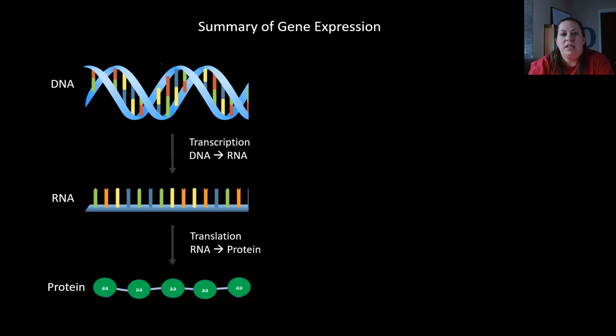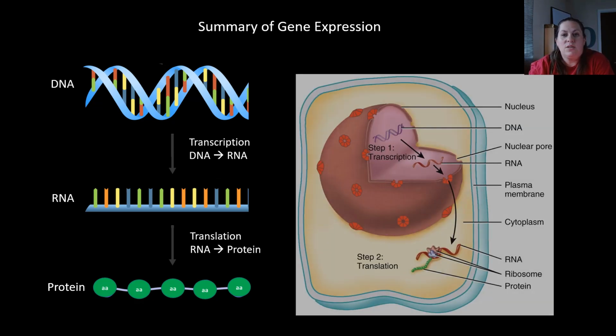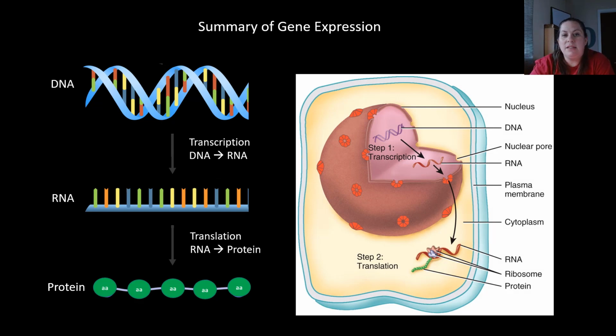So let's look at our summary of gene expression. We're going to start with DNA. DNA is going to get copied into RNA. This process is known as transcription, and transcription takes place inside of the nucleus. So DNA to RNA, transcription, it happens inside the nucleus. Now this RNA, because it is a single strand, can now leave the nucleus. When it leaves the nucleus, this RNA strand is going to come in contact with a ribosome, and translation is going to occur. We're going to read the code and translate it into amino acids. And you can see that those amino acids make up that primary structure of a protein that looks like a string of pearls.